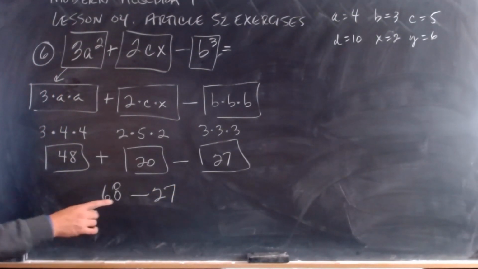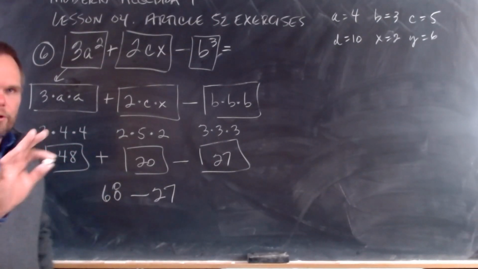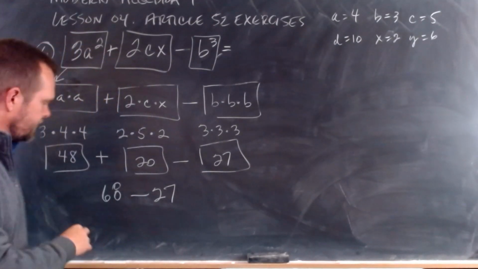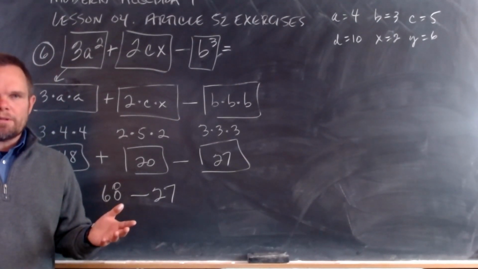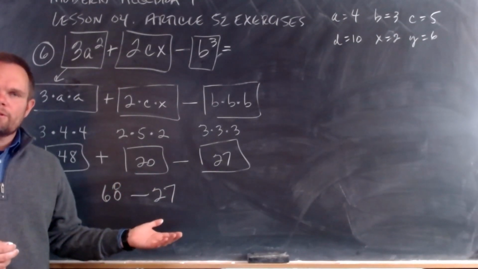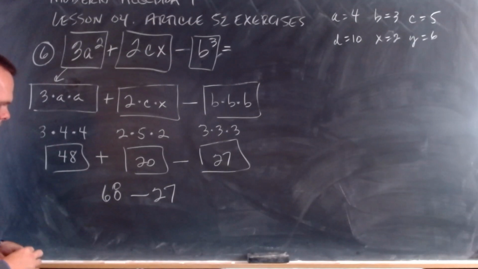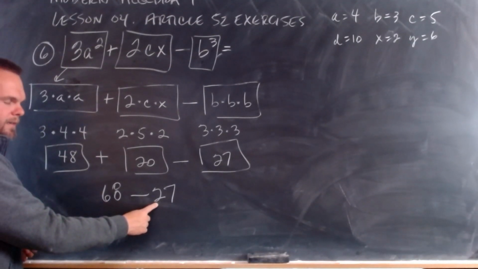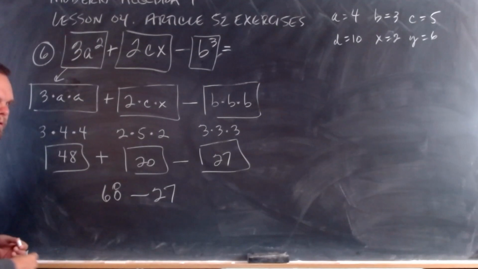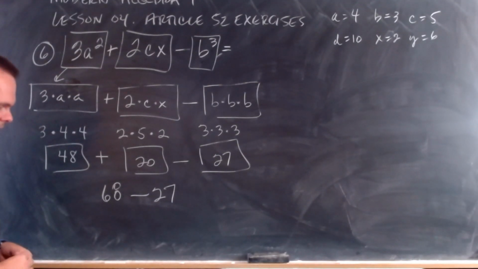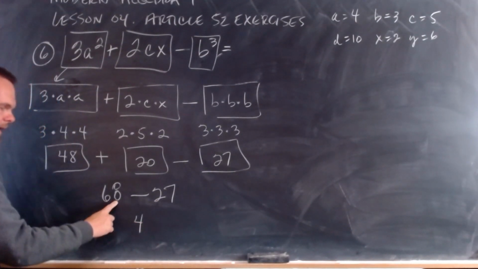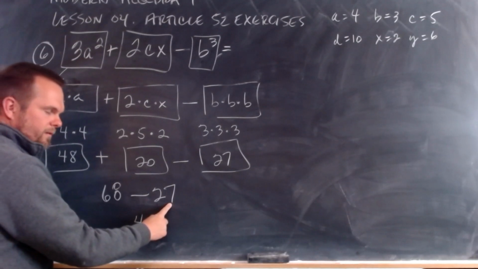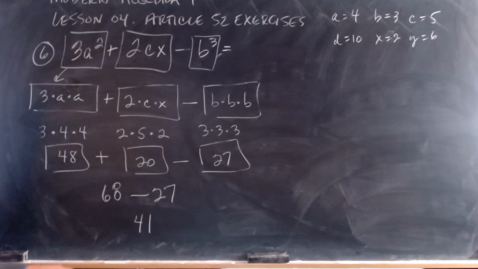Now stop. What are you doing wrong right now? You're looking at these numbers as 68 units and 27 units. What do we learn in arithmetic? That's not how our number system works. We have 6 tens minus 2 tens and 8 units minus 7 units. It's very simple arithmetic. 6 tens minus 2 tens makes 4 tens. 8 units minus 7 units, 1. What's the answer in your book? 41. That's the right answer.